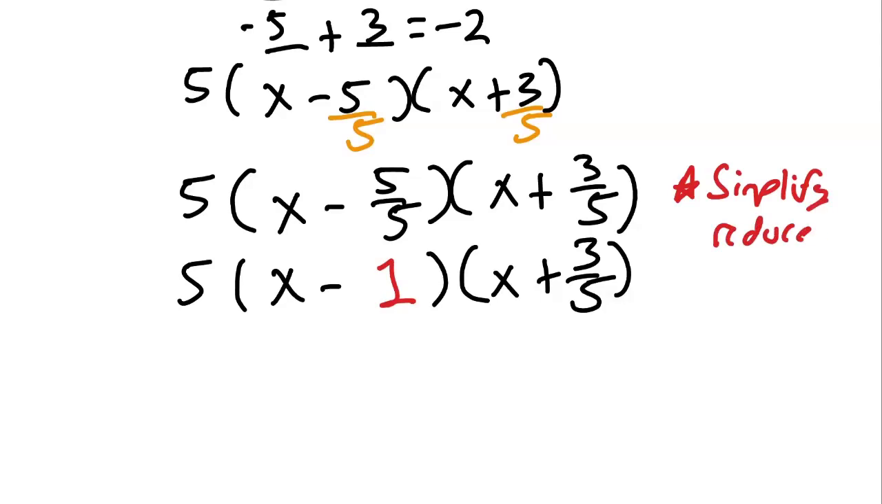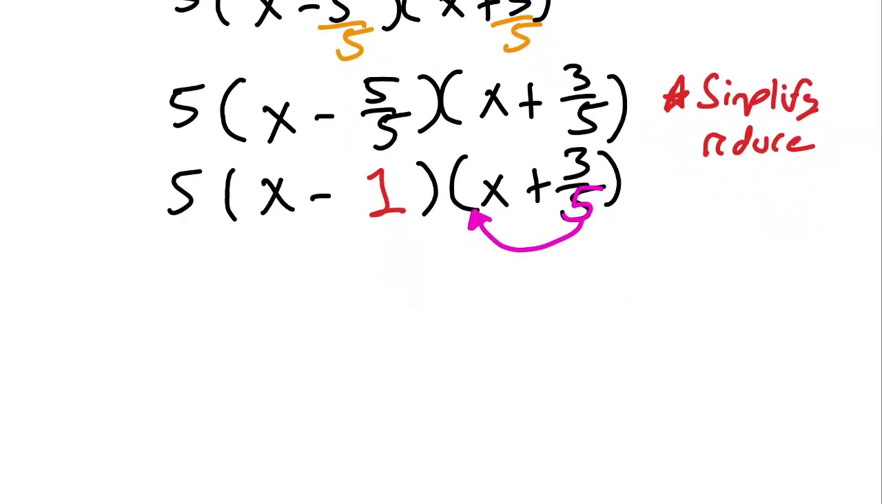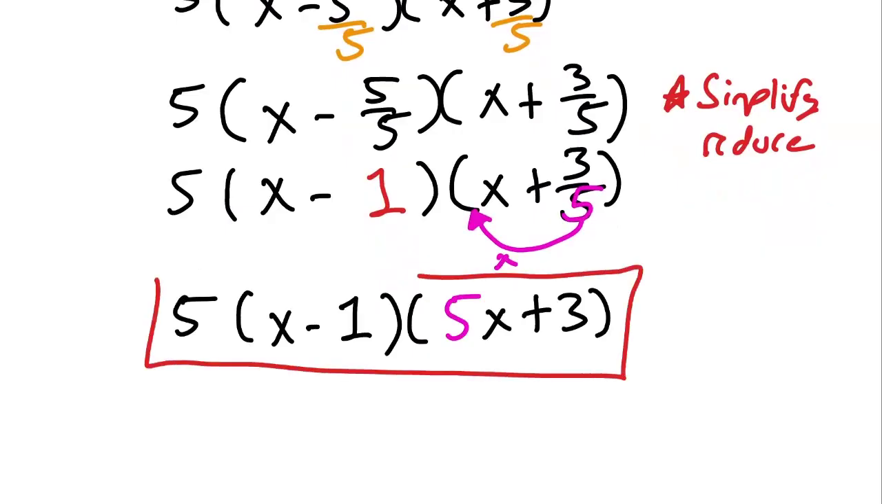Fortunately, we have one last step. This is the last step. If you saw the video, this denominator that we have, we're going to get rid of it and multiply it to the x inside the parentheses. So we have 5x minus 1, 5 times x, which is just 5x, plus 3. This is the final complete factorization of that problem.